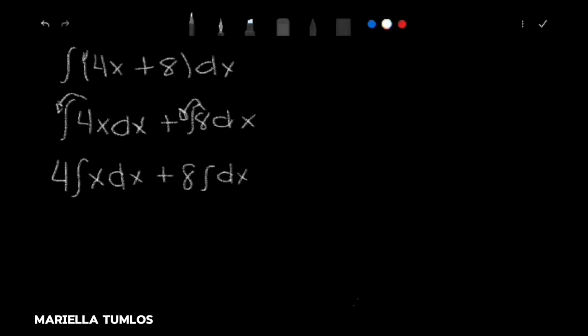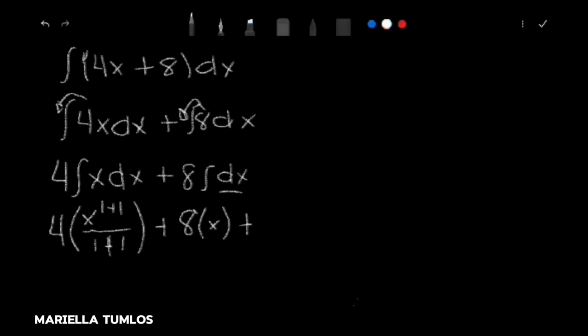And after that, we can already perform the power rule, in which we need to add 1 to the exponent of our x and also make it the denominator of the function. And to do that, we need to write the 4 times x raised to 1 plus 1 over 1 plus 1. And then we just need to copy the sign, and then 8 times the differential of x. So we just need to write that plus the constant of integration.